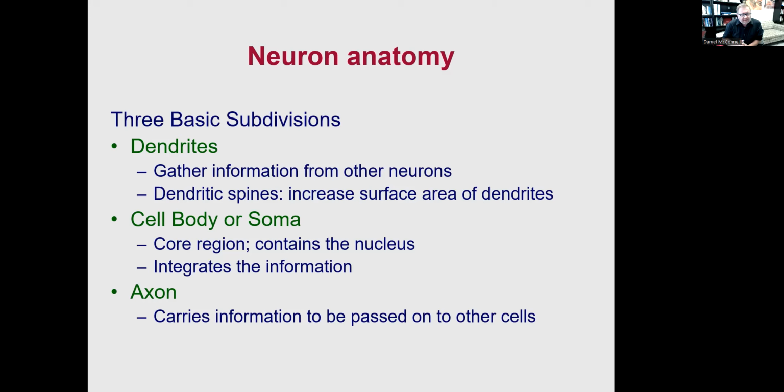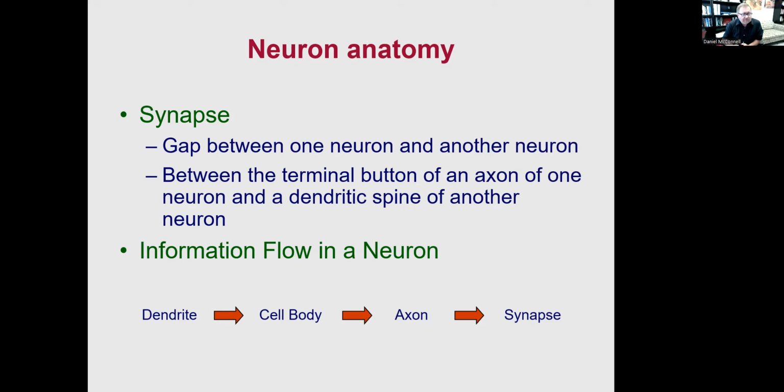As noted here, the cell body integrates the information that arrives via the dendrites. And if that passes a certain threshold, that signal is then transmitted via the axon to the dendrites of other neurons. And that's where we find the synapse. The synapse is defined as the connection, junction, or gap between two neurons, between the axon terminal of one neuron, usually referred to as the presynaptic neuron, and the dendrites of the postsynaptic neuron.